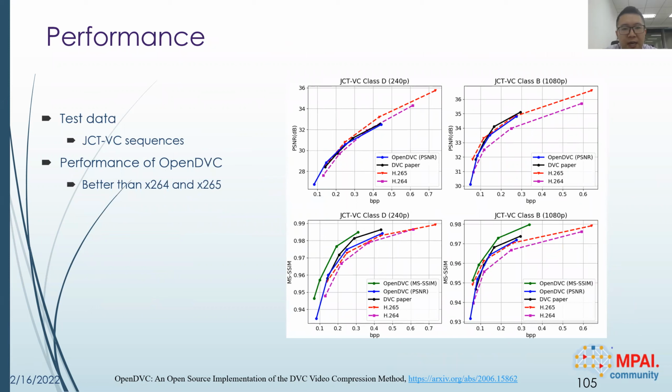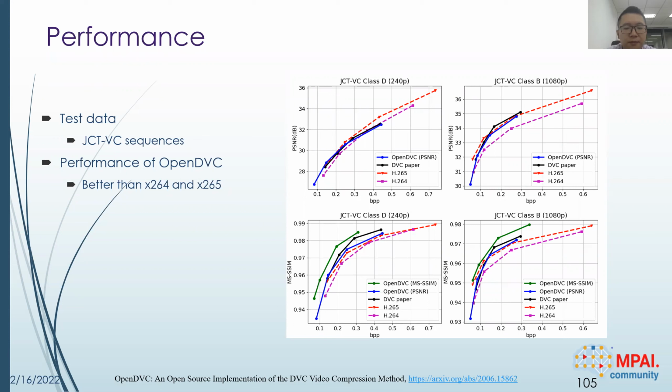Currently, the OpenDVC has tested performance that is competitive with the conventional video codecs. The tested data is the JCTVC sequences, and the performance comparison is between the OpenDVC and X264 and X265. We can see from the figure that the OpenDVC has competitive, or sometimes even higher, performance than the original video codecs. This is a very encouraging result, that fully neural network based models have the potential to be the next jump of video coding research.